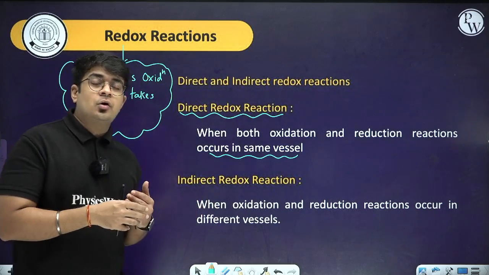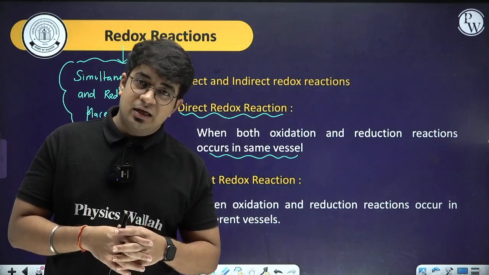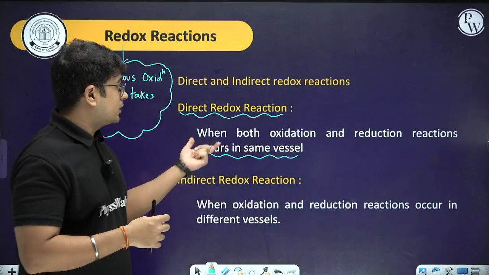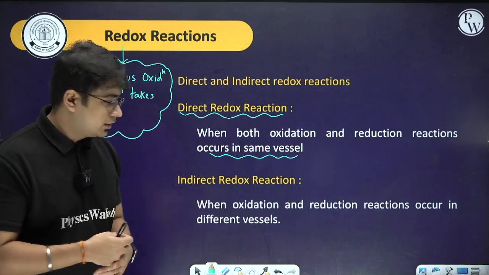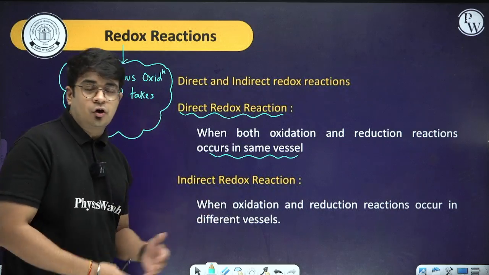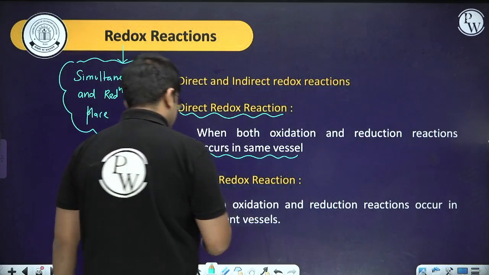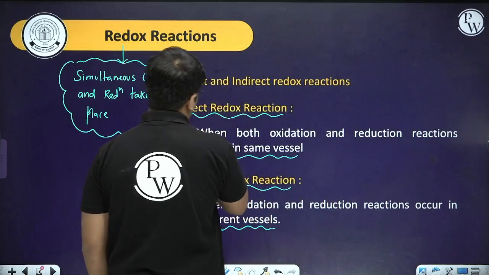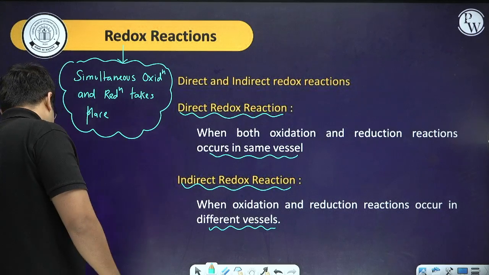But when we talk about the process of cell, generally in cell there are two compartments. In both the compartments different processes are going to occur. So generally this part corresponds to your electrolytic cell and this part corresponds to your electrochemical cell. So basically when the oxidation or reduction occurs in different chambers or different vessels, those reactions are known as indirect redox reactions. I hope this part is clear. Very simple analysis.